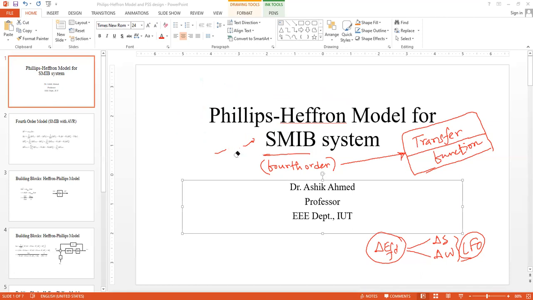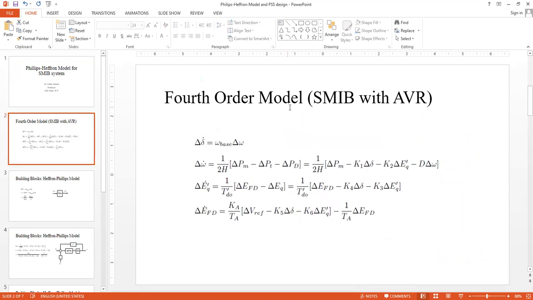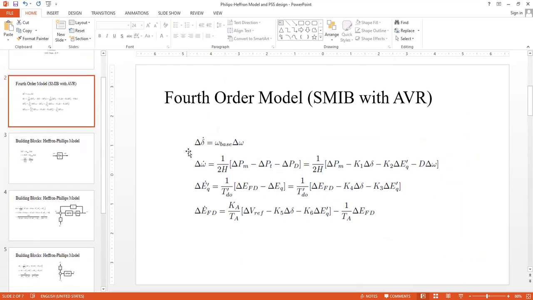So what we will do, we will take the state equations one by one, and we will try to get the corresponding transfer function, and ultimately we will combine all of them to reach the Phillips-Heffron model. So let's start with the fourth order model. Again, we have all the same four equations, again in the linearized form, of course. Again, we will see the six K constants and some system parameters present. We'll take them one by one.